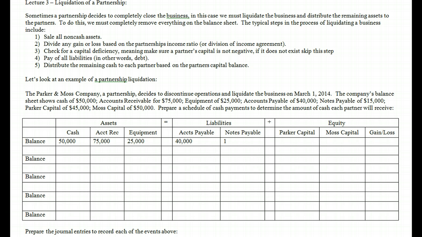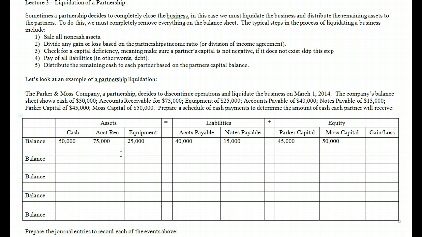We've got 15,000 in notes payable. And then we look at our capital. We've got 45,000 in Parker capital, and we've got 50,000 in Moss capital. Now, gain or loss, we'll deal with that here in a moment. Nothing exists to start with, so we'll deal with that here in just a little bit.